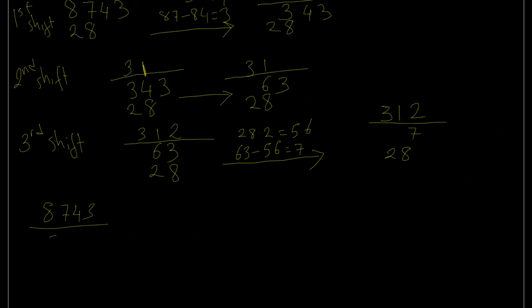8,743 divided by 28 is 312, and then there is a remainder of 7, right? So 312 is the quotient and 7 is the remainder, so we can write it this way. Now, if we interpret this division as dividing this many dirhams among 28 people, that means that each person gets 312 dirhams, and then there is 7 dirhams left over, right?